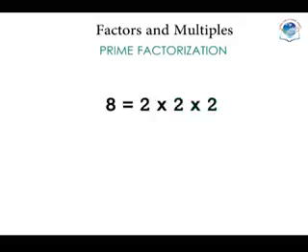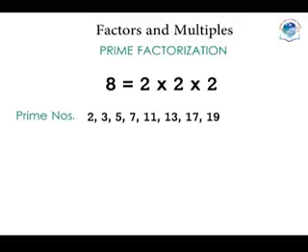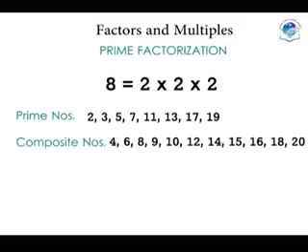2 cannot be reduced further. It does not have any other factor except 1 and itself. We call such numbers prime numbers. Here's a list of prime numbers between 1 and 20. 1 is not usually considered a prime number for some technical reasons. All the other numbers that are not prime numbers are called composite numbers. When we express composite numbers as products of their prime factors, we call it prime factorization.